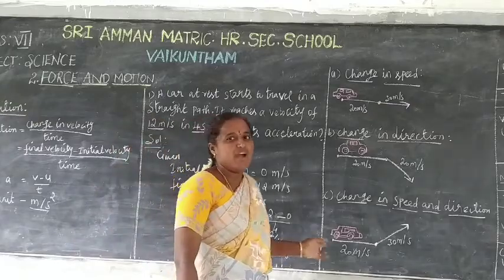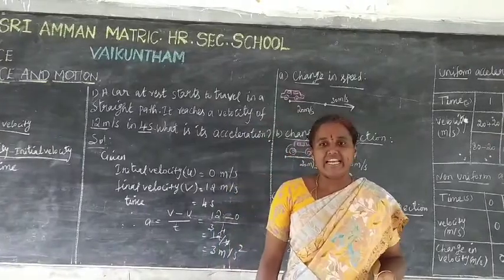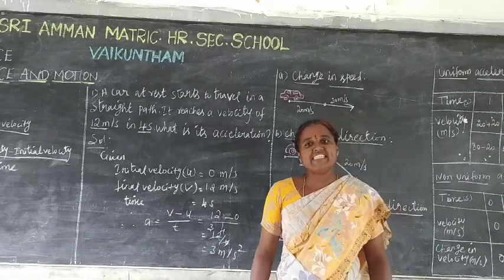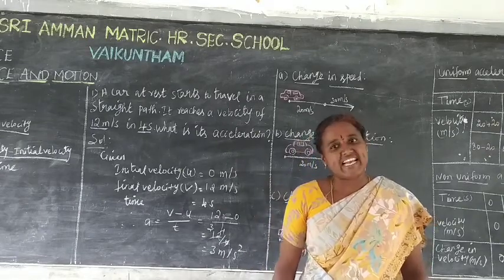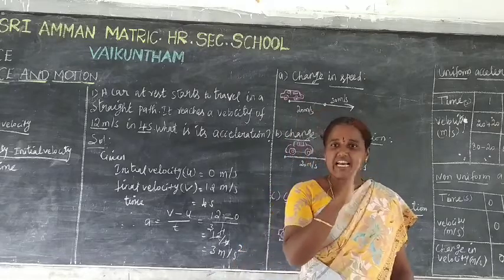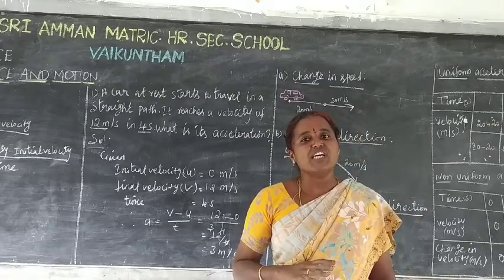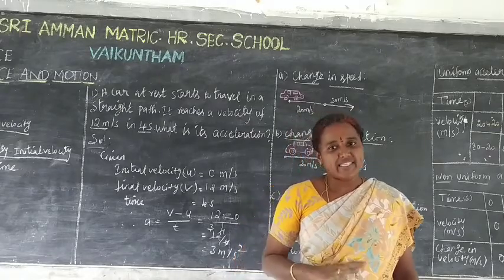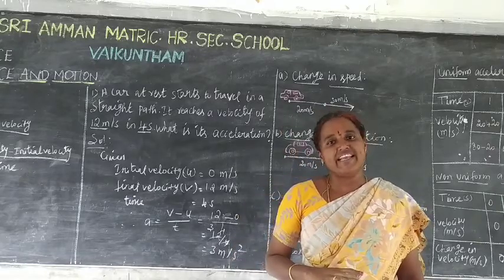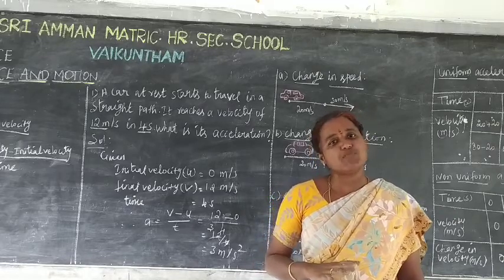Next one, positive acceleration. If the velocity of an object increases with respect to time, then the object is said to be in positive acceleration. For example, a car starts from rest and its velocity goes on increasing. When velocity goes on increasing, acceleration is positive.